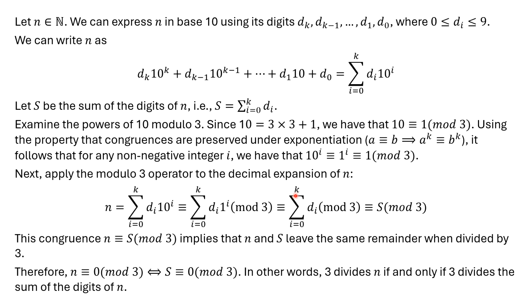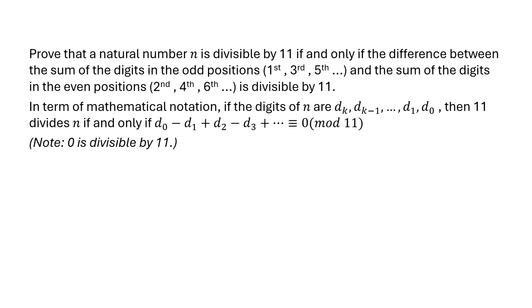So I have another one of these for a different divisibility. I'll show you that on the next slide. We have a similar problem to the previous one. Prove that a natural number n is divisible by 11 if and only if the difference between the sum of the digits in the odd positions and the sum of the digits in the even positions is divisible by 11. So in mathematical terms, if n has the following digits, d sub k down to d sub 0, then 11 divides n if and only if d0 minus d sub 1 plus d sub 2 minus d sub 3 and so on is congruent to 0 mod 11.